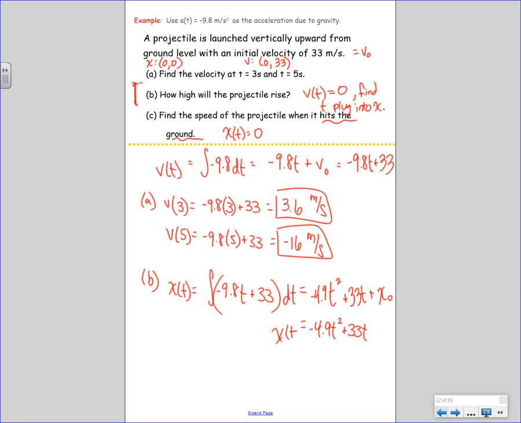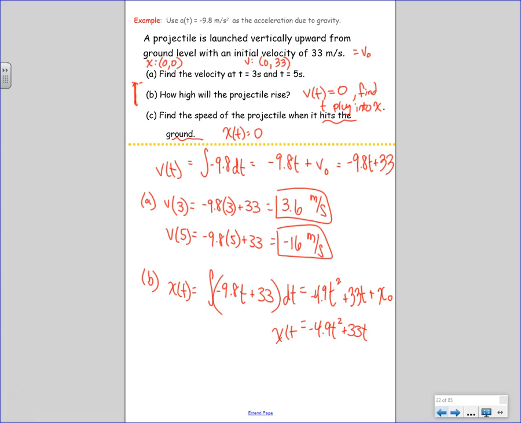EVT, IVT. EVT is the extremes, the absolute maximum. IVT says if it's going from a positive velocity to a negative velocity, there has to be a 0 in between. So in letter B, we need to set the velocity equal to 0 and then plug in. We found the position function, we have it ready to go.